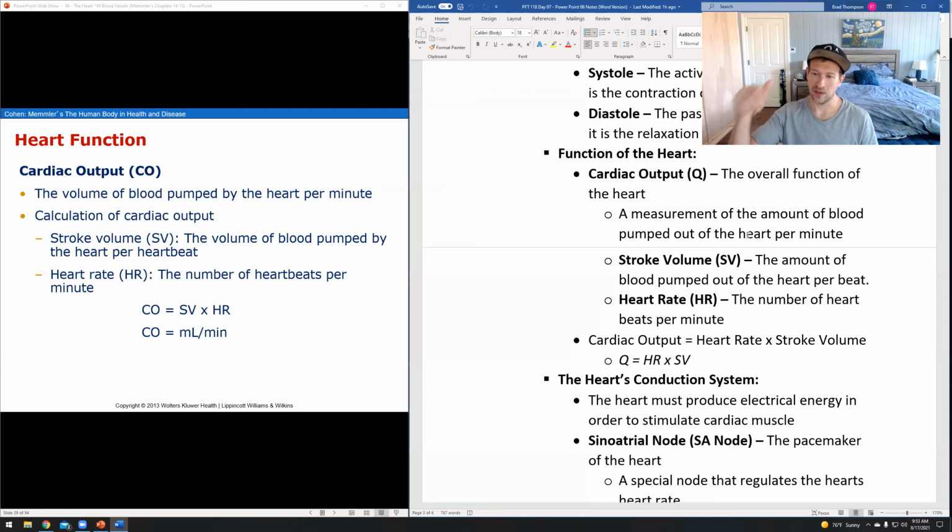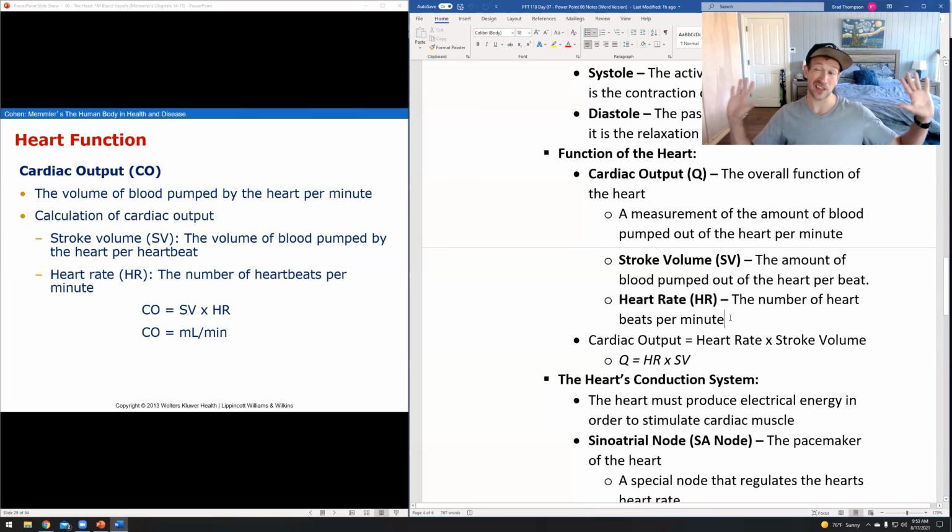And then we think about the amount, that's a volume, right? So that's the volume of blood per a section of time. And we usually refer to our heartbeats in BPMs, that's beats per minute. So your stroke volume is the amount of blood pumped out of the heart per beat, and your heart rate is the number of beats per minute.